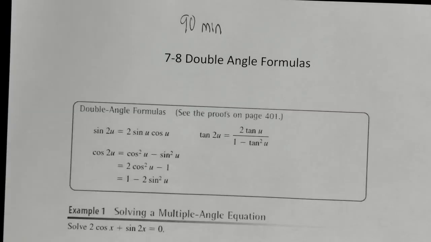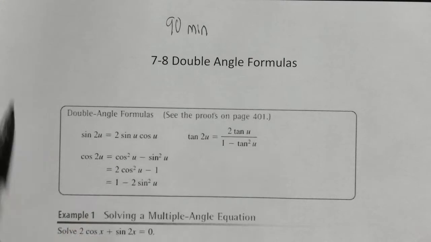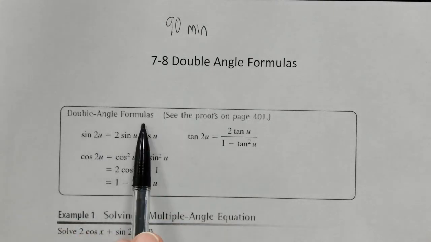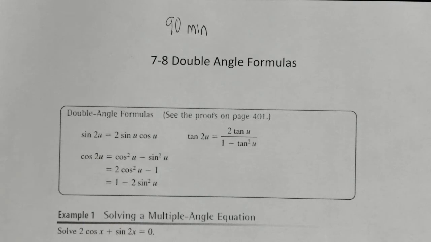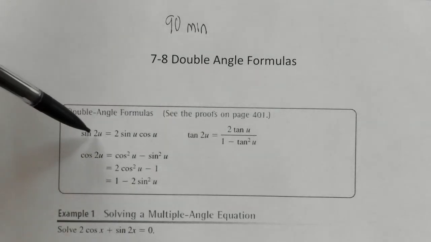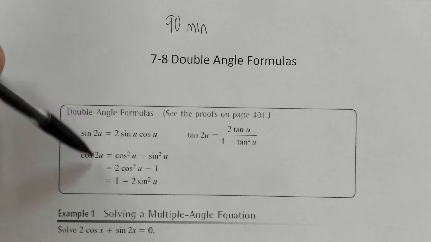Okay guys, in this section 7-8, there are really two topics, but the first thing that we come to is the double angle formulas. As we take a look at the form of these double angle formulas, it's when you've got an angle in the form of 2u here.